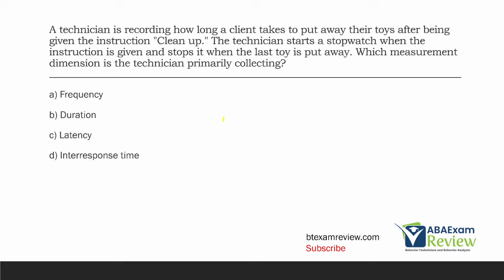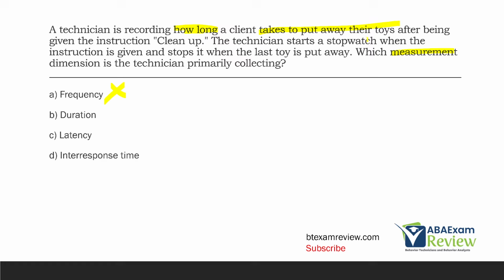The technician is recording how long a client takes to put away their toys after being given the instruction, clean up. The technician starts a stopwatch when the instruction is given and stops it when the last toy is put away. Which measurement dimension is the technician primarily collecting? All right, measurement question. What are we measuring? We are measuring how long, right? When we say how long, we're thinking time. How much or how many is often a number. So for measuring time, we can kind of rule out frequency. That's a count.